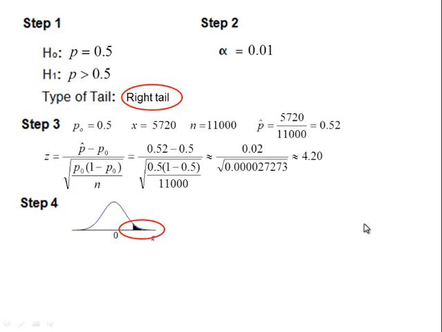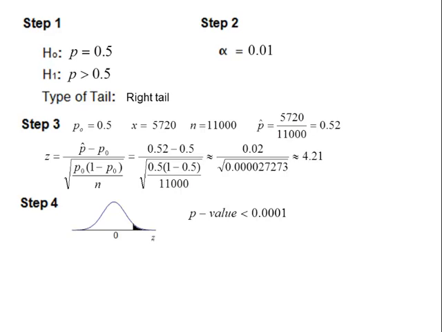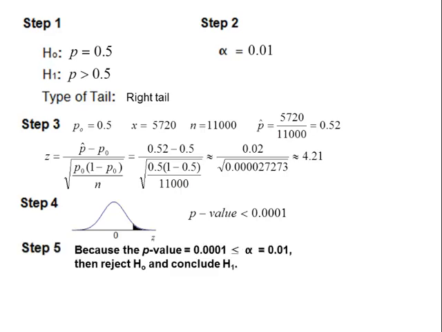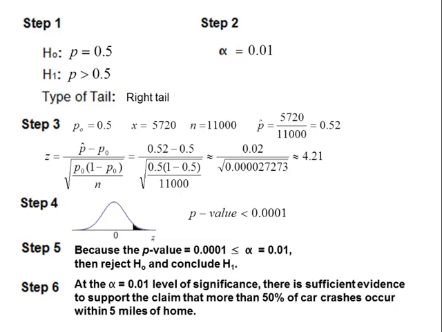Number 4, we have a right-tailed test. So this area is our p-value, and our p-value using what StatCrunch said is 0.0001. Step number 5, so we say because the p-value 0.0001 is less than alpha, which is 0.01, we reject the null and conclude the alternative. When the p-value is low, H0 must go. Step number 6, at the alpha equal 0.01 level of significance, there is sufficient evidence to support the claim that more than 50% of car crashes occur within 5 miles of home.